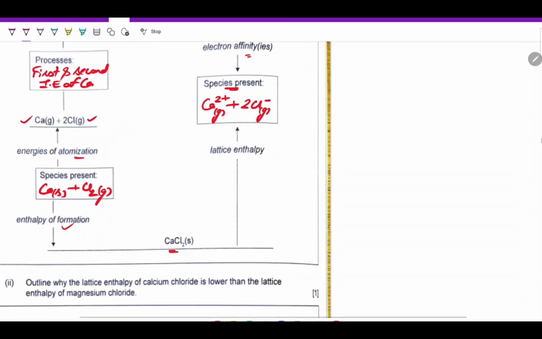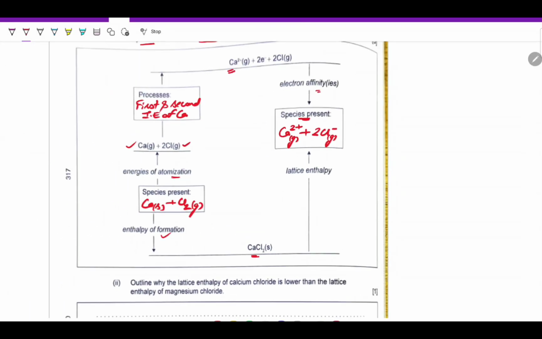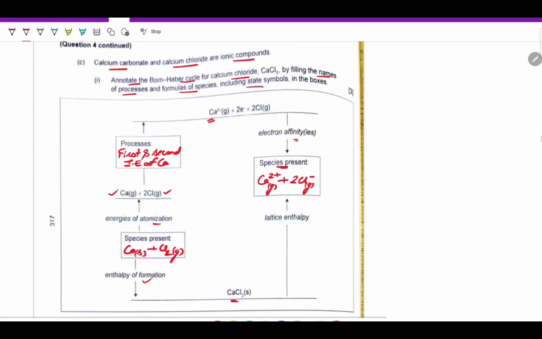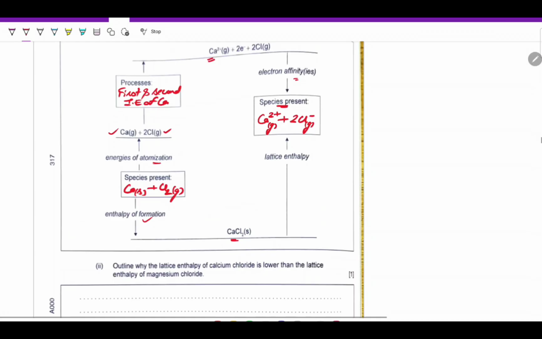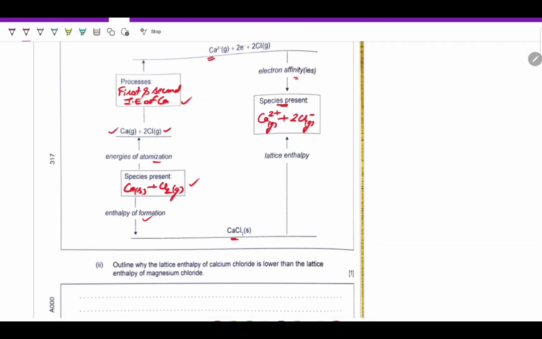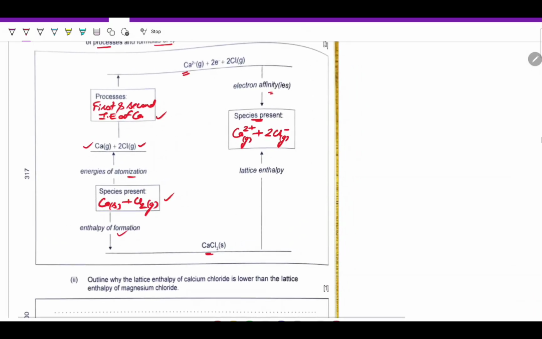Okay. And then lattice enthalpy, CaCl2. Yes, all complete. So we should write all these things, and then I think I will get 3 marks for these 3 things. First and second ionization energy of calcium, and then Ca solid and chlorine gas, and Ca2+ ion gaseous plus Cl- ion gaseous.